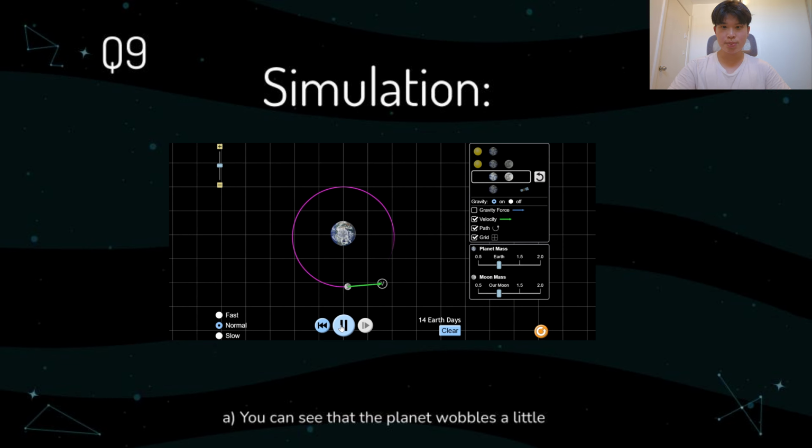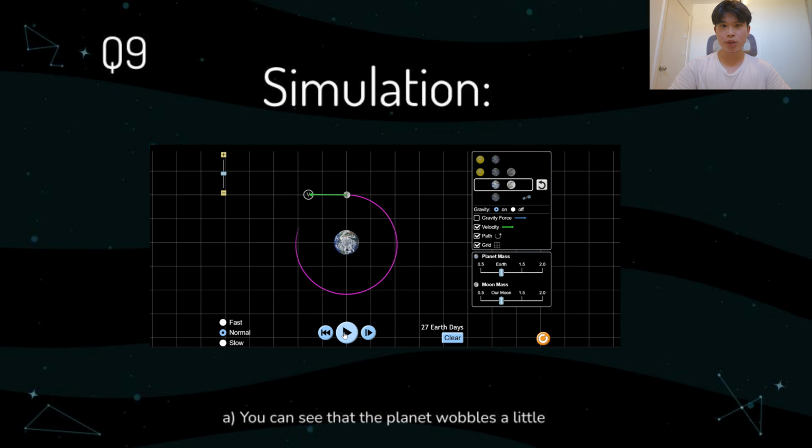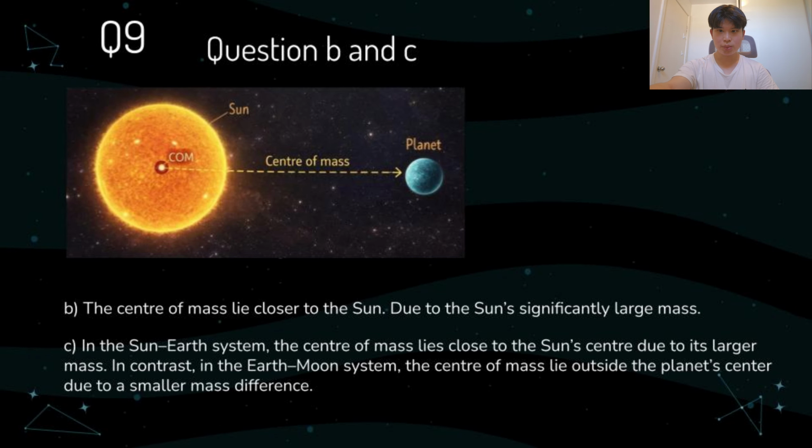Notice that as the Moon orbits the Earth in a circular path, the Earth appears to wobble a little bit during the orbit. This effect is due to the system's center of mass. The following sections explore how the center of mass influences orbital motion in different systems. The center of mass is the balance point of multiple interacting bodies, where each object's contribution is proportional to its mass. Therefore, the center of mass lies closer to the more massive object.